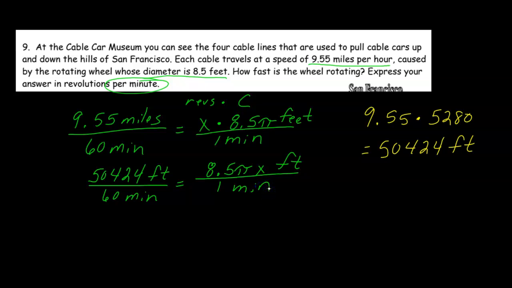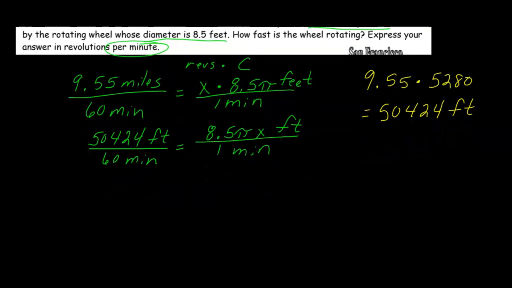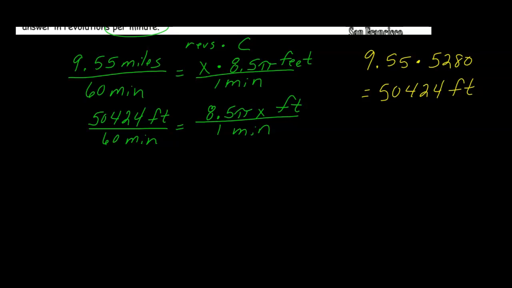Okay, so I like to write my units in there. You don't have to if you can keep track of it without writing it down, just to make sure, because it's a proportion. You have to have the same unit on top and the same unit on bottom. So we have feet on top, minutes on bottom, so we're good to go, and just go ahead and cross multiply to solve this.